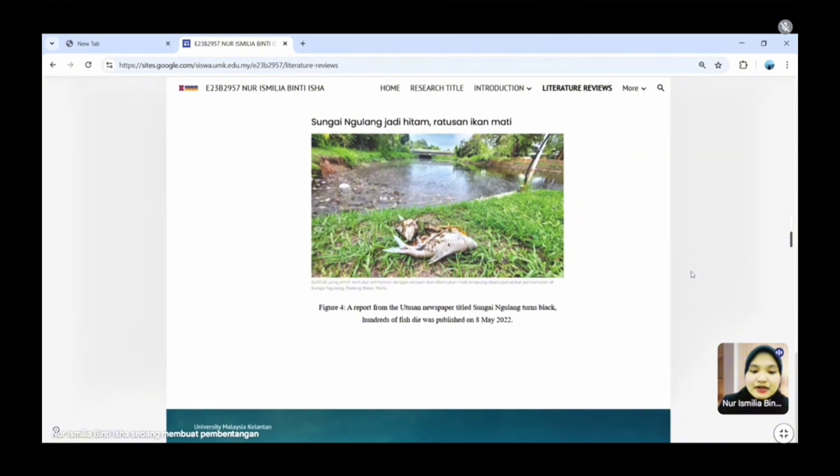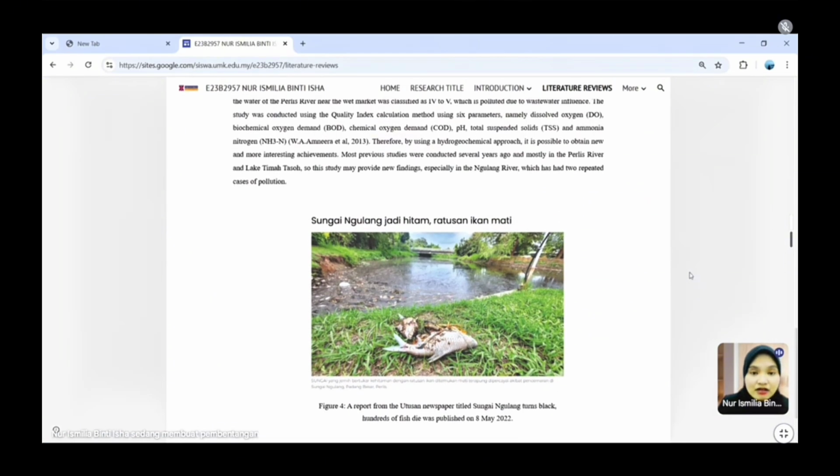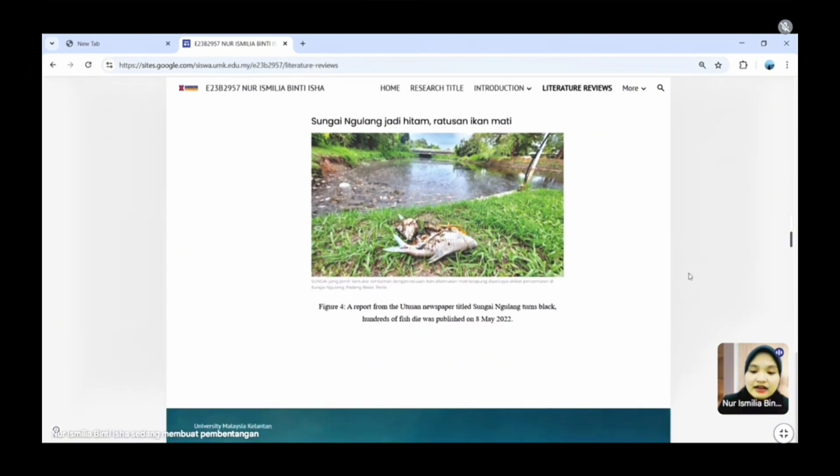Locally, a study in Perlis by W.A. Amira et al. 2013 using parameters such as DO, BOD, COD, and WQI generally found that the Perlis River was moderately polluted. However, there is a lack of detailed hydrogeochemical studies specifically for the Mulang River, which has experienced repeated pollution incidents, as seen in newspaper reports of the river turning black and causing fish kill.